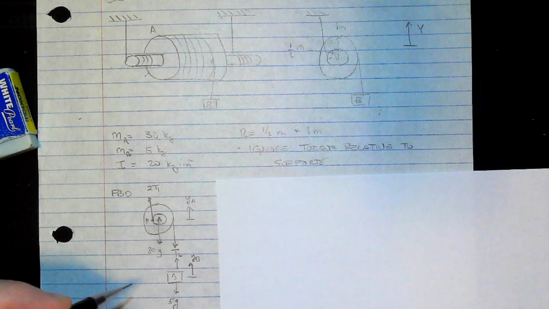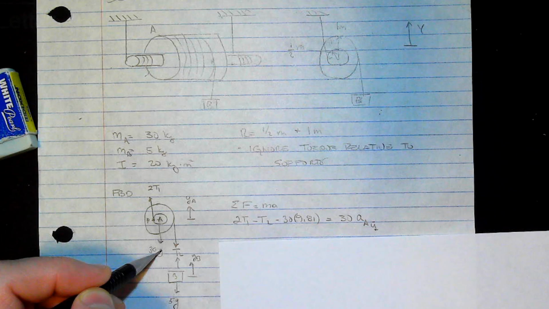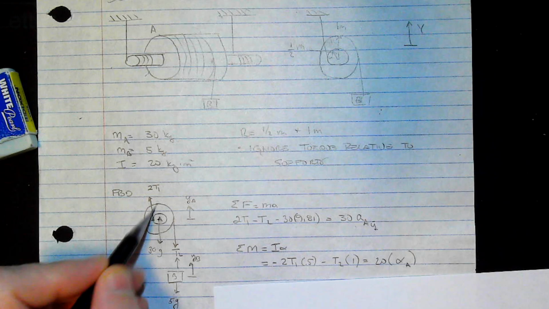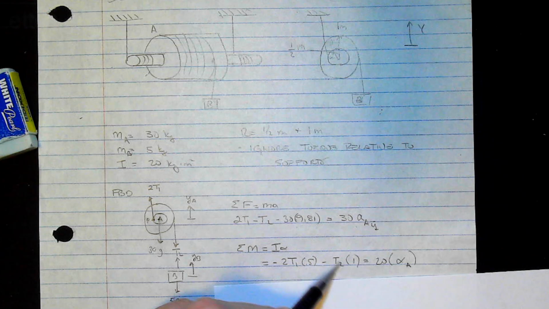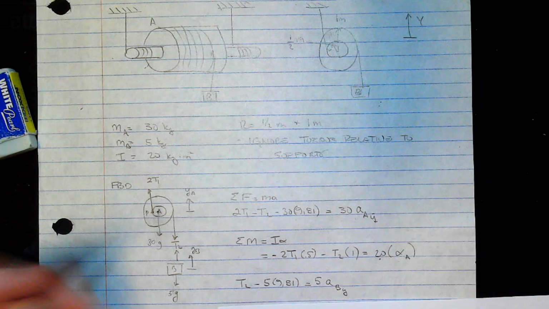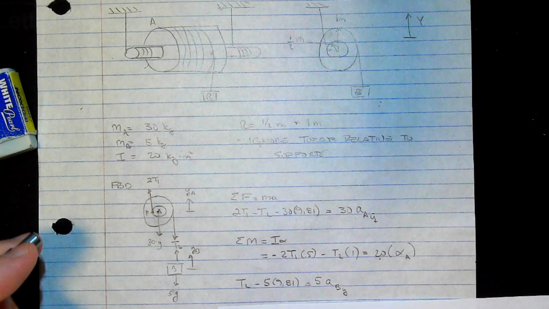Now I said we have two radii. The smaller radius is 1/2 meter, and the larger one is 1 meter. For this problem, we're told that the mass of this complex spool is 30 kilograms. The mass of this crate box is 5 kilograms. The mass moment of inertia about the center axis of the spool is 20 kilogram meters squared. Here we list the two radii, and we're told to ignore torque relative to the supports.